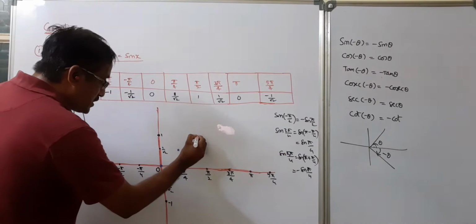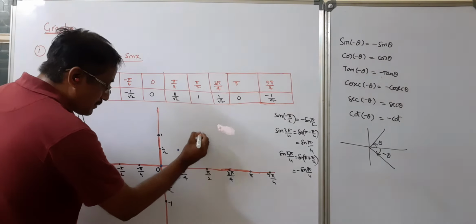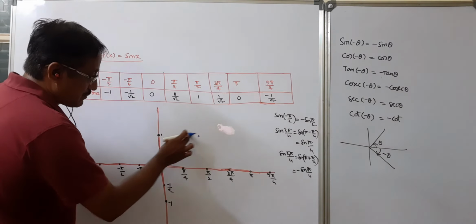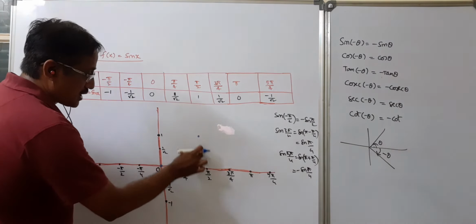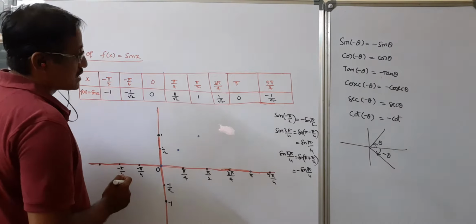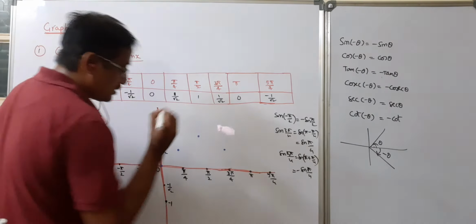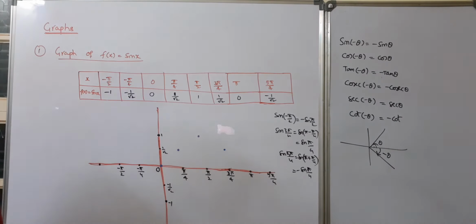Sin pi by 2 is 1. You need to write like this. And sin 3 pi by 4 is again 1 by root 2. You need to note that.